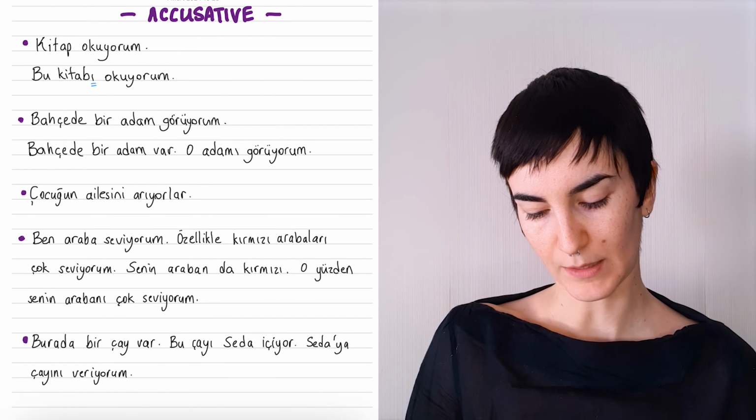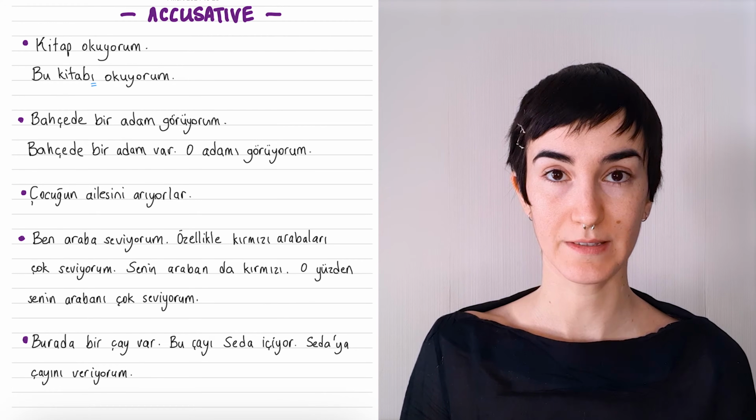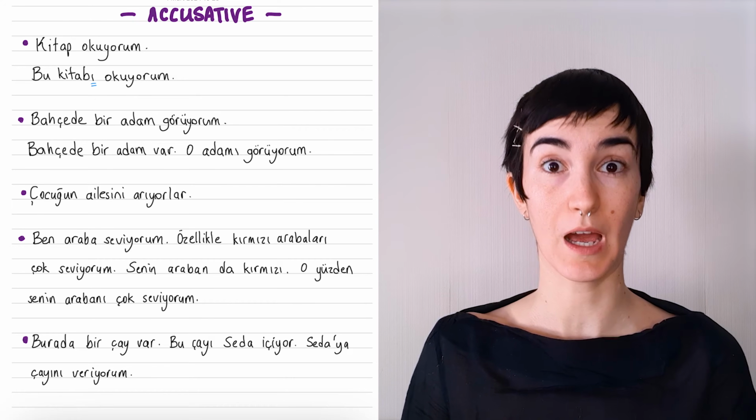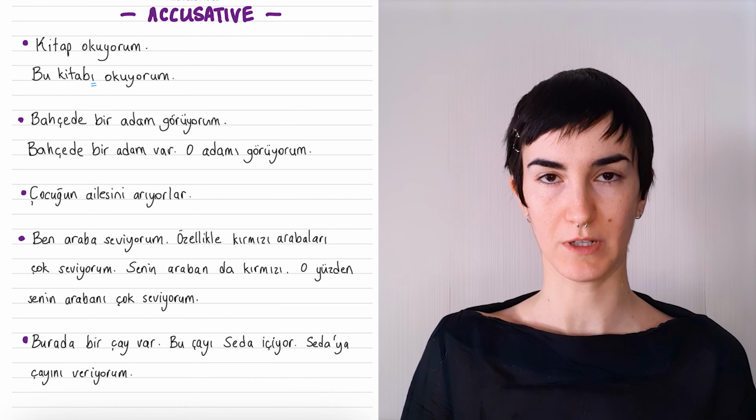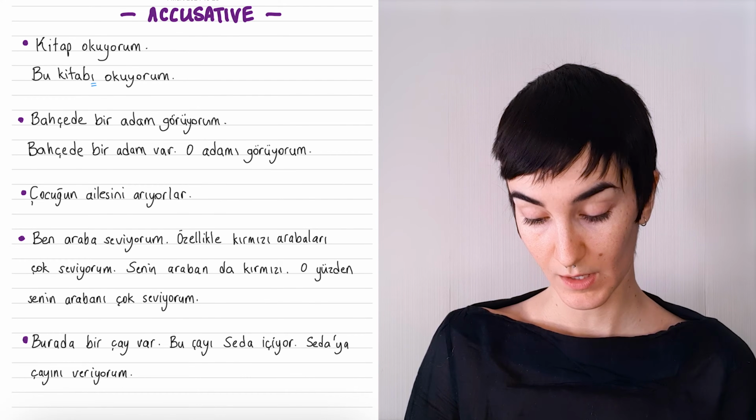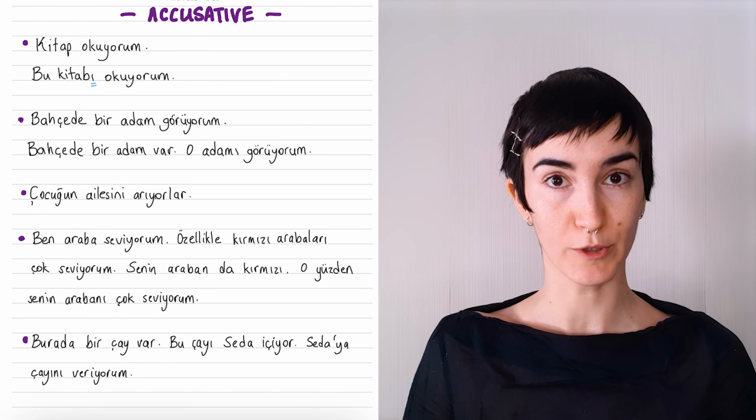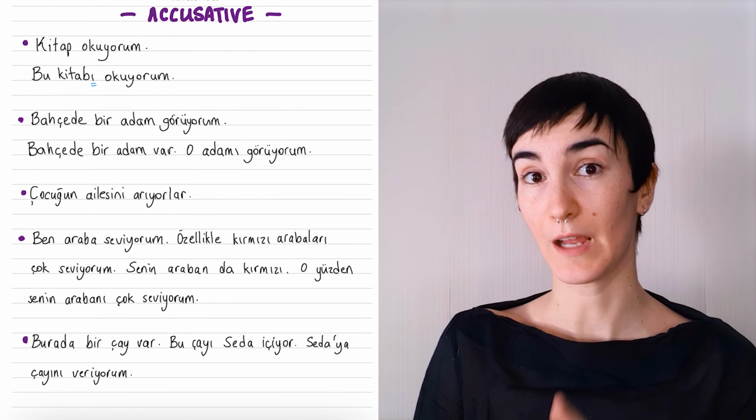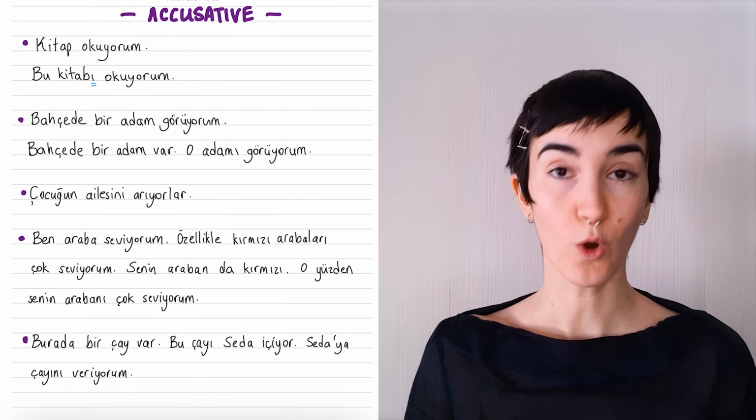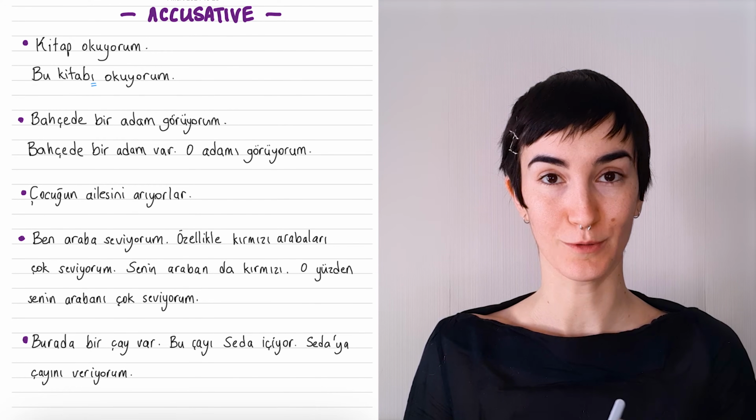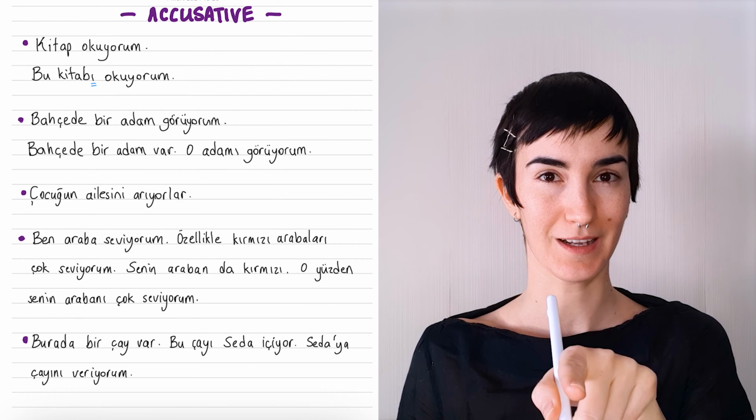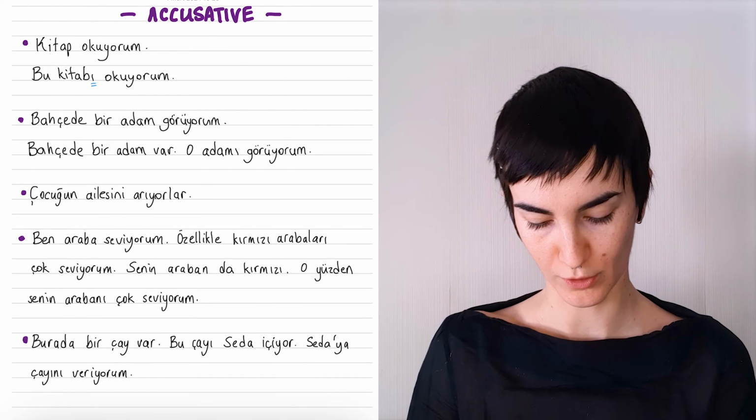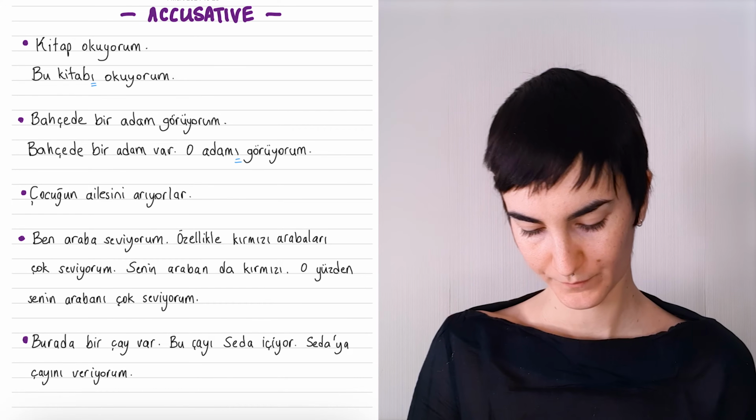Bahçede bir adam görüyorum. So I see a man in the garden. No accusative case because it's a man. You don't know which one, just a man. But then we can make it more specific. Bahçede bir adam var. Now we've made it more specific. O adamı görüyorum. I see that man. So we've pointed at it. O adamı görüyorum.